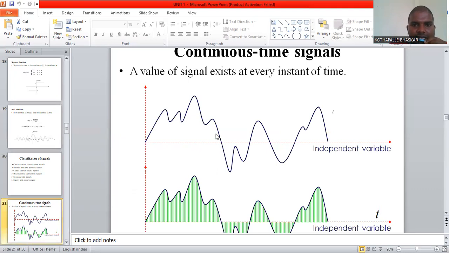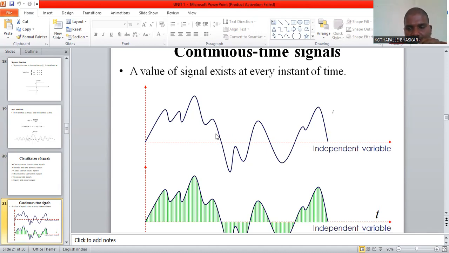A signal is said to be a continuous time signal if it varies continuously with respect to time. For example, speech signal. Here the amplitude varies continuously with respect to time. Continuous time signals are always represented with t only, either x of t, y of t, z of t. The best example for a continuous time signal is the speech signal.